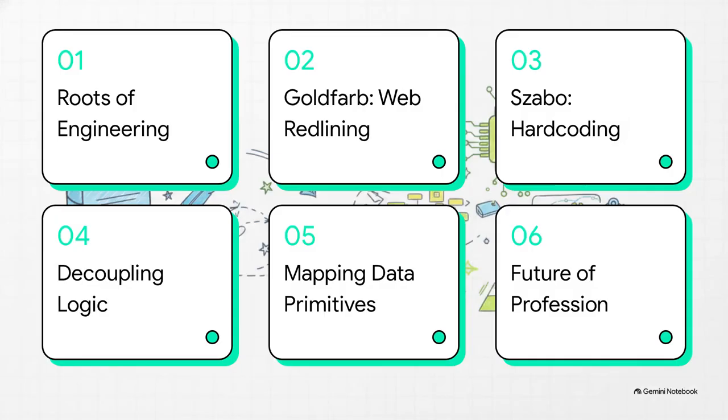So here's our roadmap for bridging that gap today. First, the roots of legal engineering. Second, Goldfarb and redlining the web. Third, Szabo and hard-coding legal consideration. Fourth, decoupling logic from assets. Fifth, mapping legal data primitives. And finally, the future of the profession.